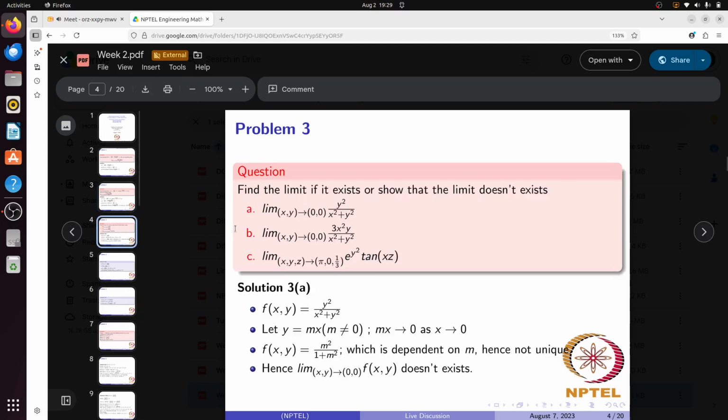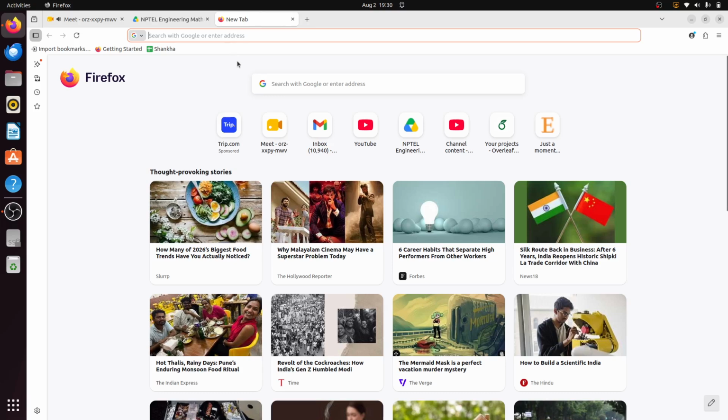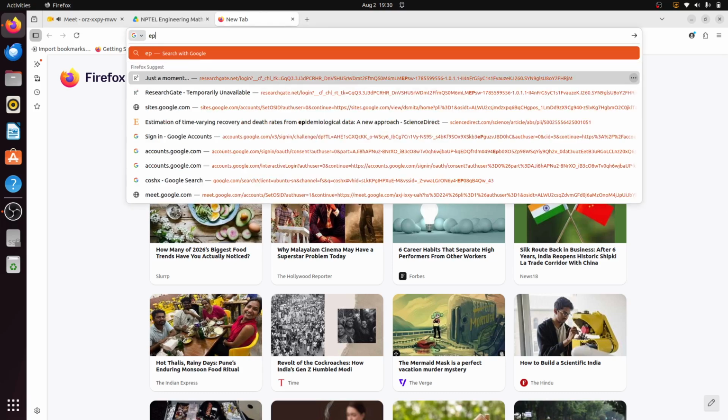Next problem: find the limit if it exists or show that the limit doesn't exist. Pardon me for the extra s, this should be "doesn't exist." The limit as (x, y) tends to (0, 0) of y squared by x squared plus y squared. Now, if you want to prove that a limit exists, then you need to use the epsilon delta definition.